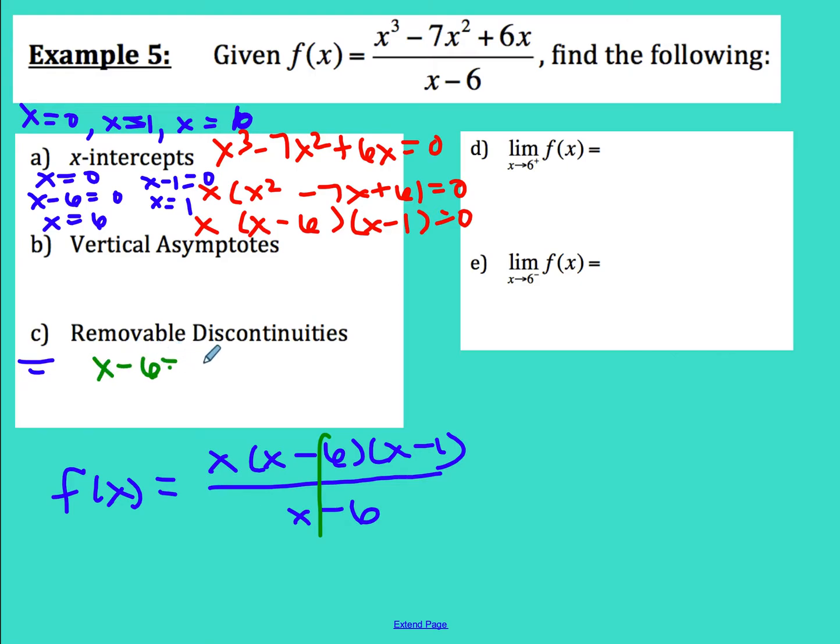So at x minus 6, so at x equals 6, I have my removable discontinuity, or my hole. And then whatever is left in your denominator is your vertical asymptote. In this case, there is nothing left, so none.